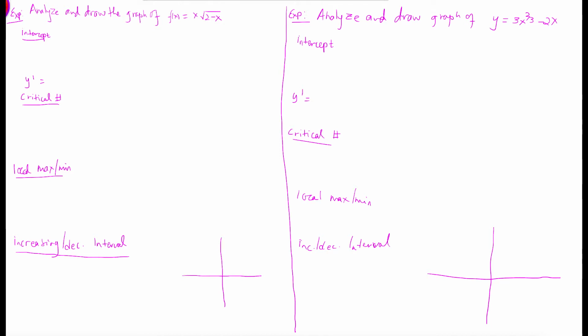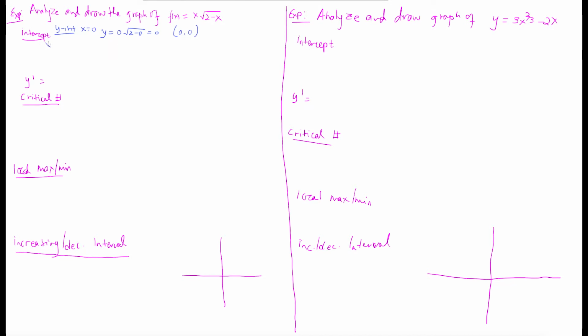To find out the y-intercept, do you remember what we do? We take x equals 0, right? For the y-intercept, set x equals 0. So what you get is f(x) or y equals 0 times root of (2 minus 0), which is basically 0. So what is the point? (0, 0), because y is 0 when x is 0, is the y-intercept.